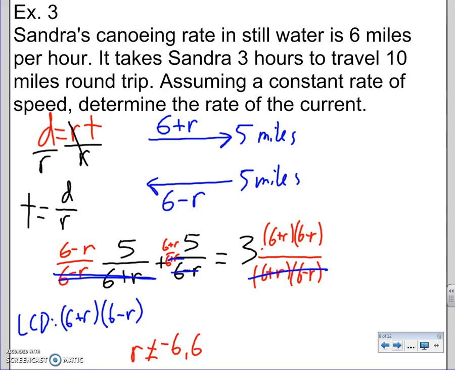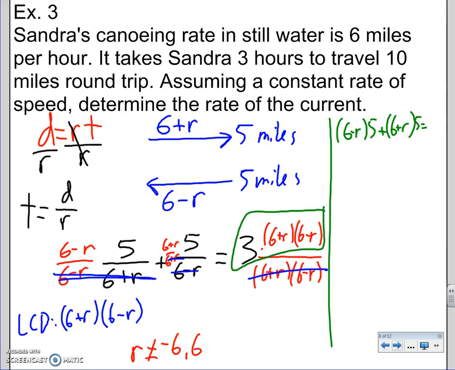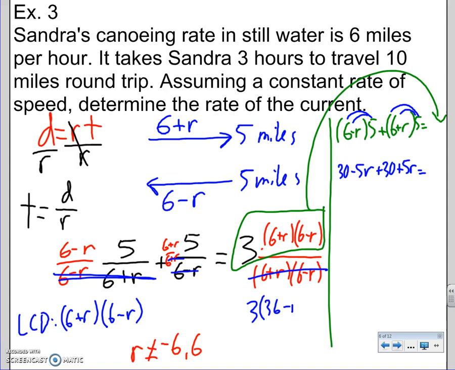All we have left is a pretty easy algebra problem, actually. We have 6 minus r times 5 plus 6 plus r times 5 equals this thing. So I'll draw like that. We gotta distribute. So let's multiply this. I have 30 minus 5r plus 30 plus 5r equals that thing. I'm gonna multiply right here. That's the difference of squares. That's 36 minus r squared. Distribute that. That is 108 minus 3r squared.